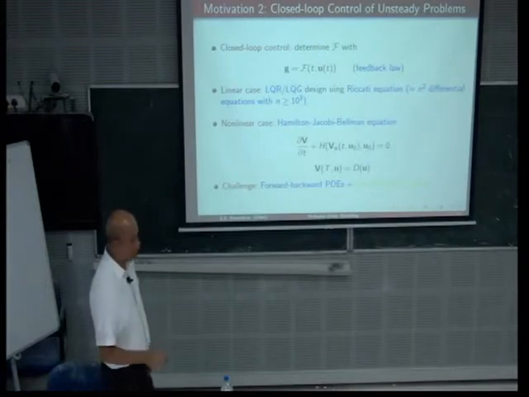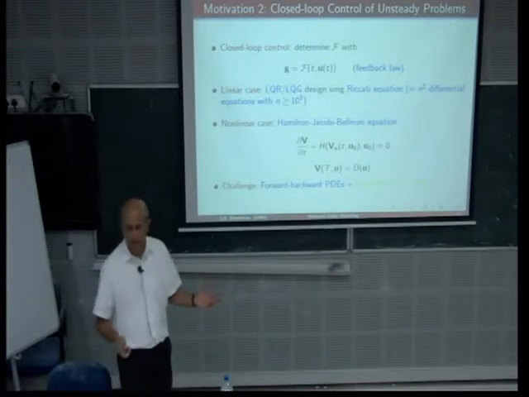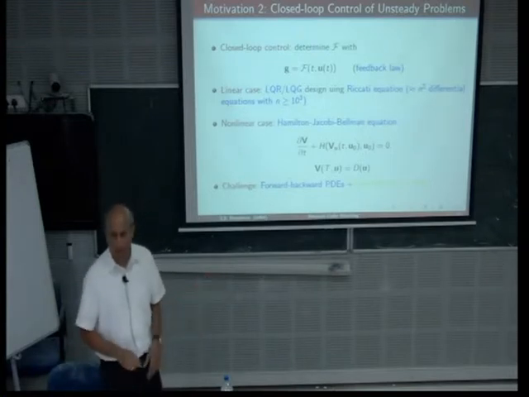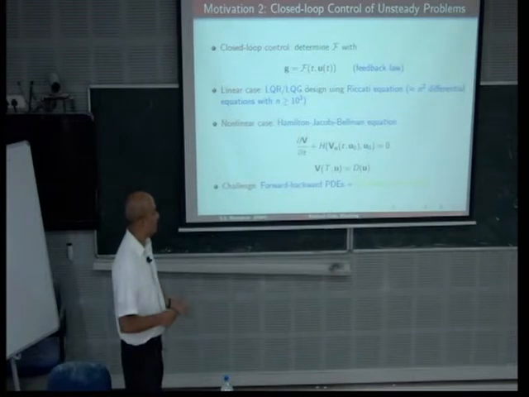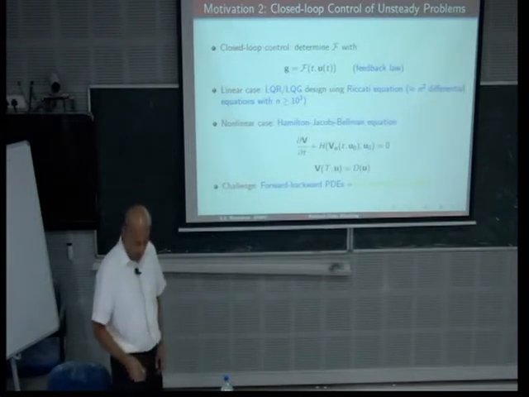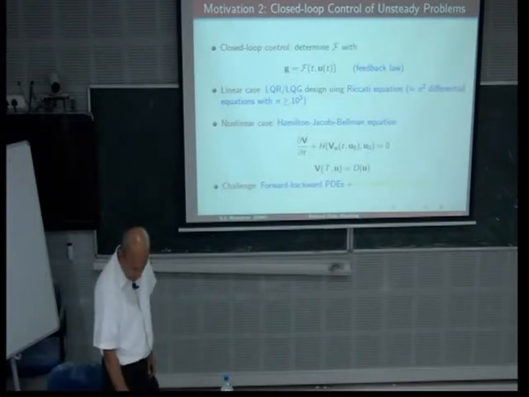But if you can use, say, reduced order modeling and reduce the state vector to, say, 10, or even 3, which would be ideal, right? This becomes a feasible problem to solve, okay? So this is my second motivation.